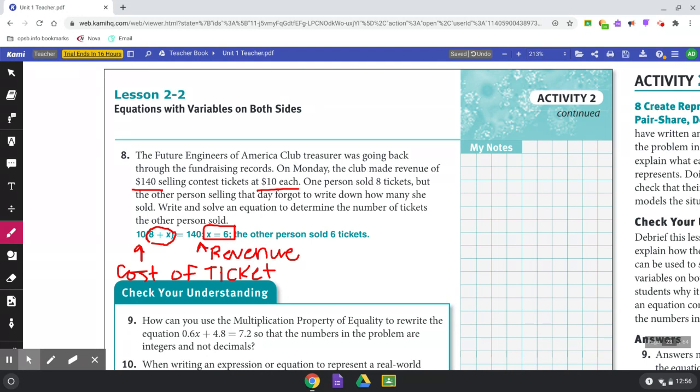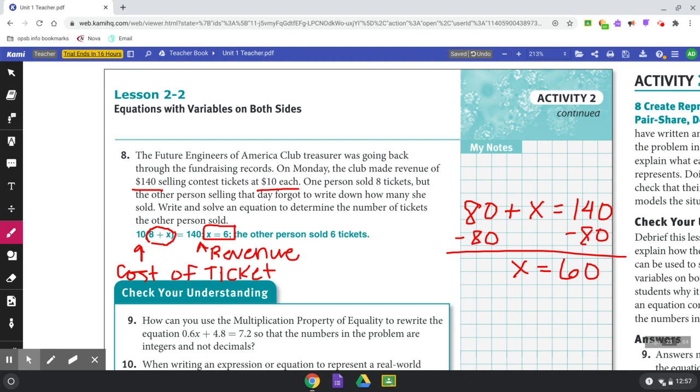Now you can also solve this by saying, well, if I know that person 1 sold 8 tickets at $10 each, that's $80. Person 1 made $80. And then person 2 would have had to make something else. And together they earned $140. So I know person 1 made $80. Person 2 made something to earn $140. And then you subtract that out, and you get X equals 60.